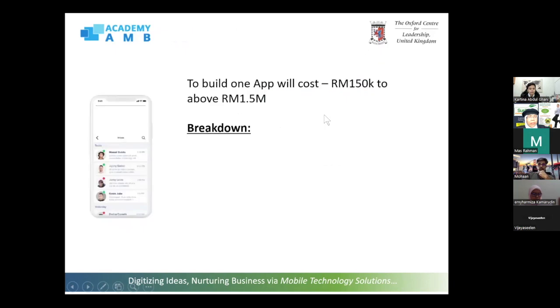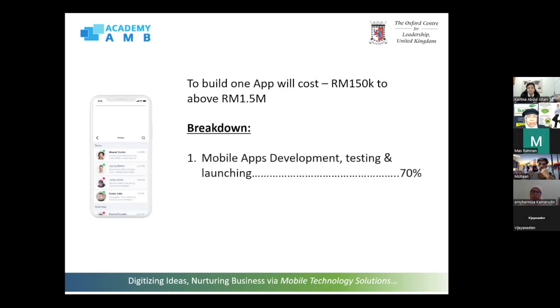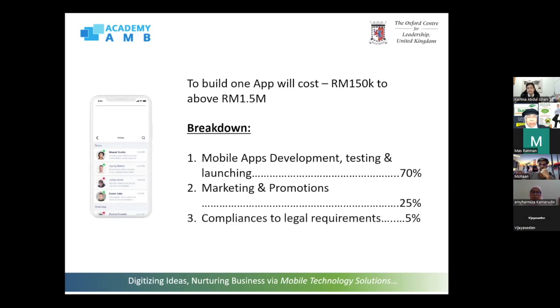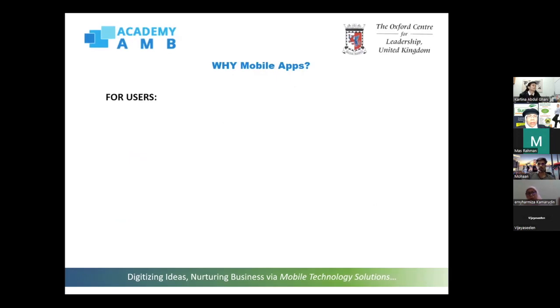So when a third party gives you a quotation, ladies and gentlemen, it will cost about 150,000 to 1.5 million. The breakdown is mobile app about 70%, marketing about 25%, and compliance on legal requirements about 5%.